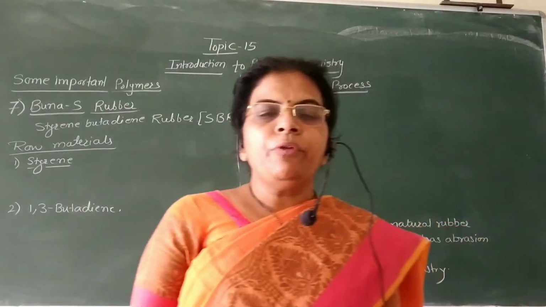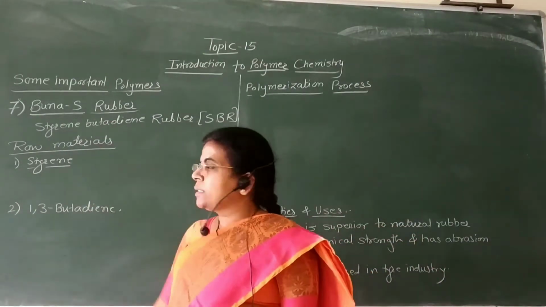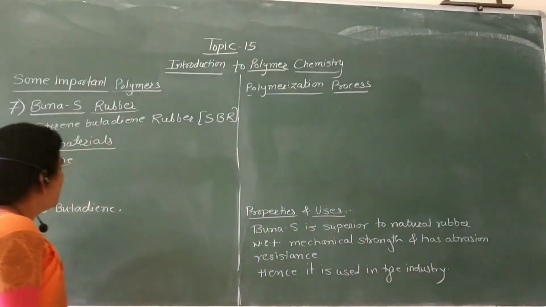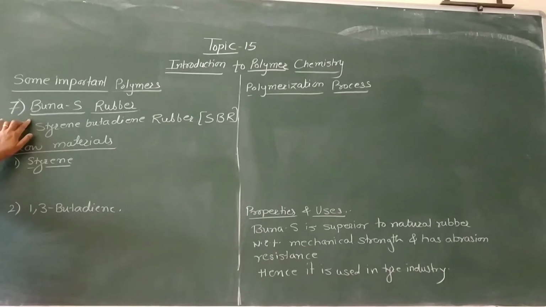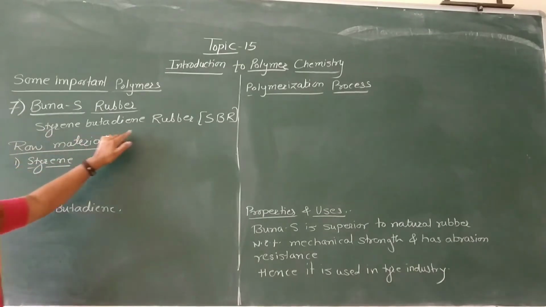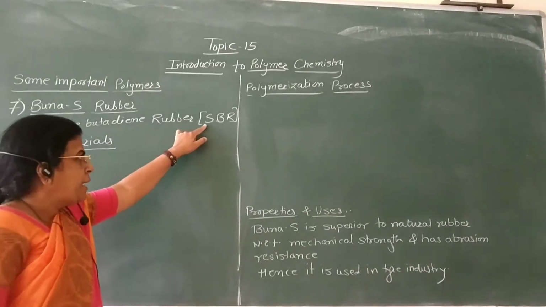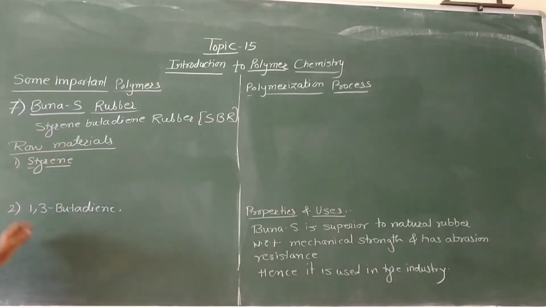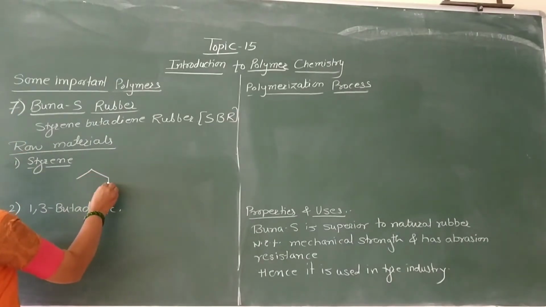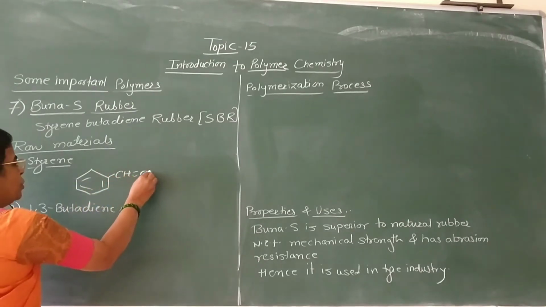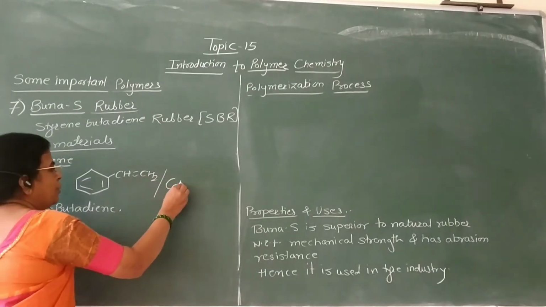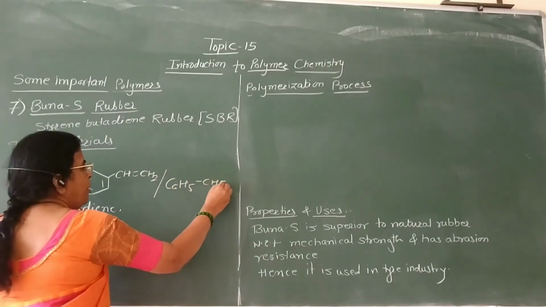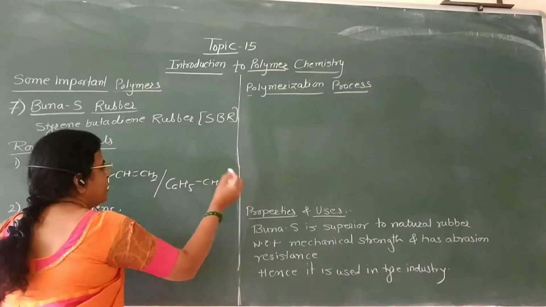Next important polymer we are going to see is Buna-S rubber. Buna-S rubber is nothing but styrene butadiene rubber, abbreviated as SBR. Now the raw material used for the preparation of Buna-S rubber are styrene. Formula of styrene is C6H5CH=CH2. This is the structure of styrene.